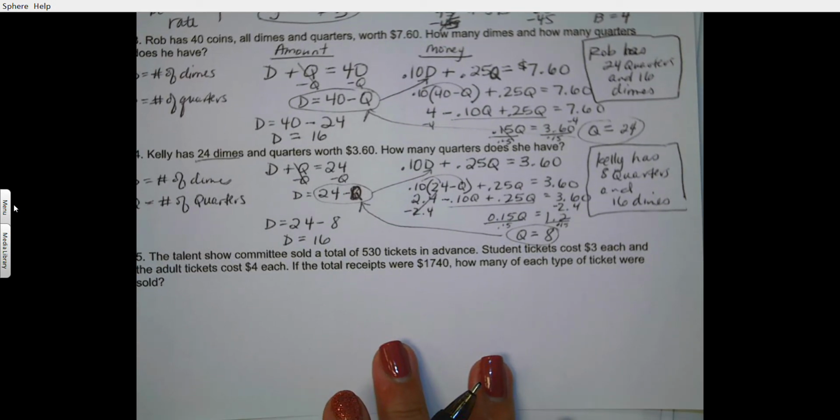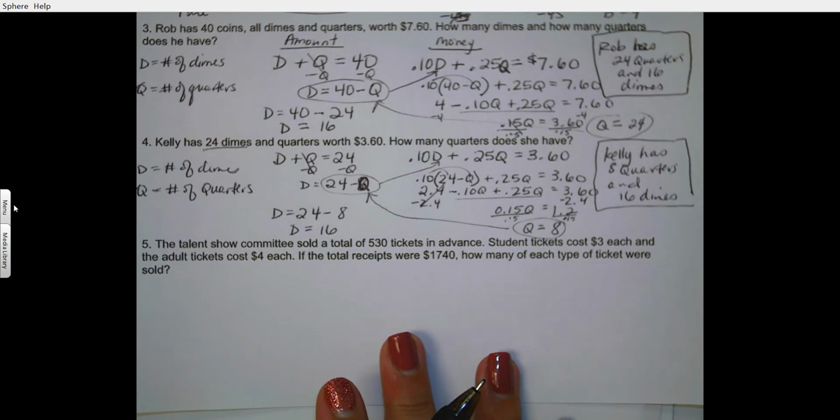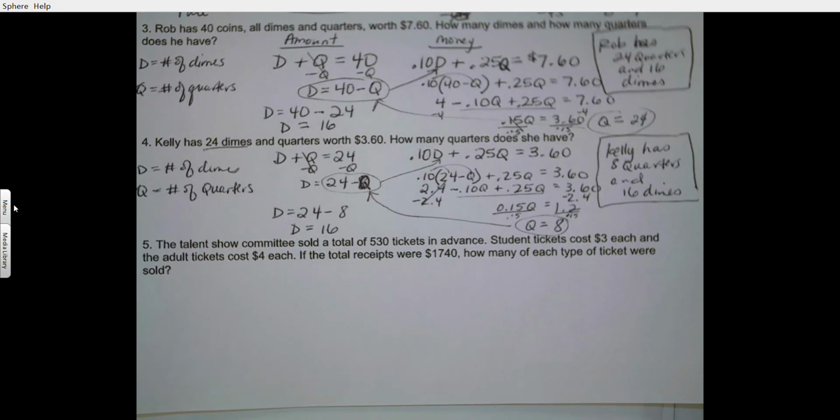All right, and number 5, the talent show committee sold a total of 530 tickets in advance. Student tickets cost $3 each and adult tickets cost $4 each. The total receipts were $1,740. So they made a total of $1,740. How many of each type of ticket were sold?